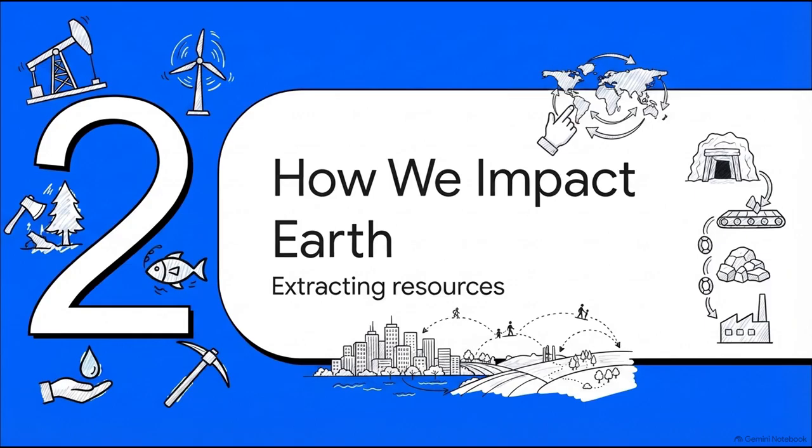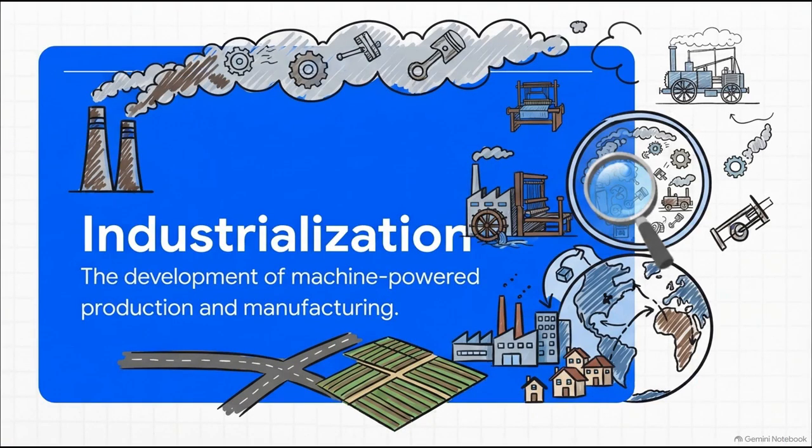Moving on to Section 2, how we impact Earth. Since the 1800s, human action has changed the planet in a massive way, mostly because of something called industrialization. Industrialization is the development of machine-powered production and manufacturing. Before this happened, almost everything was just made by hand. But with machines, large cities started growing around these big factories. And this new technology made it so much easier for people to build roads, clear land for farms, and honestly, change their environment faster than ever before in history.